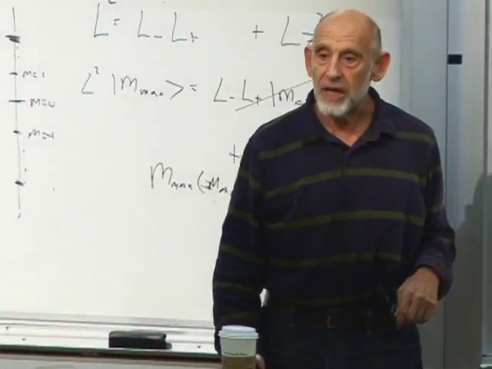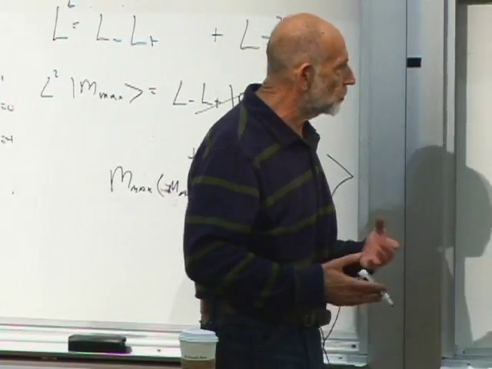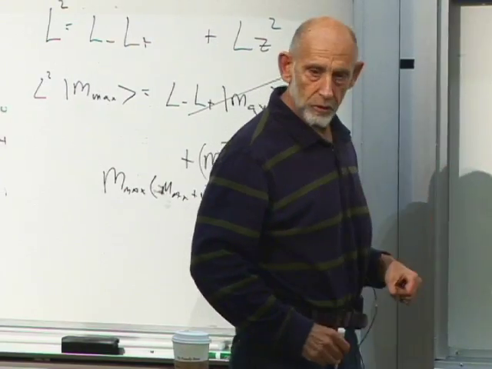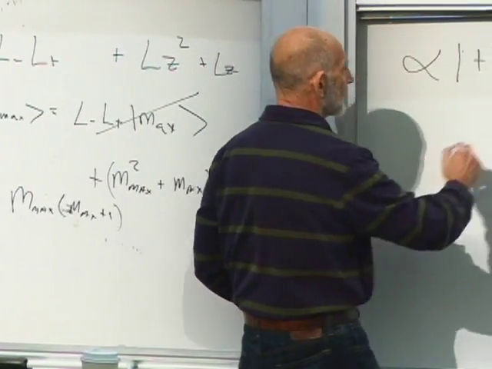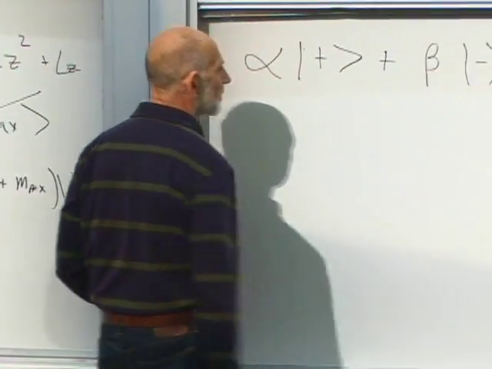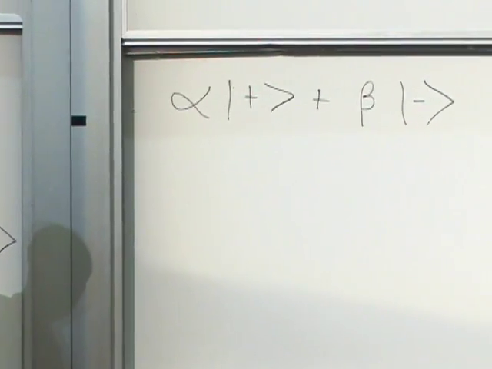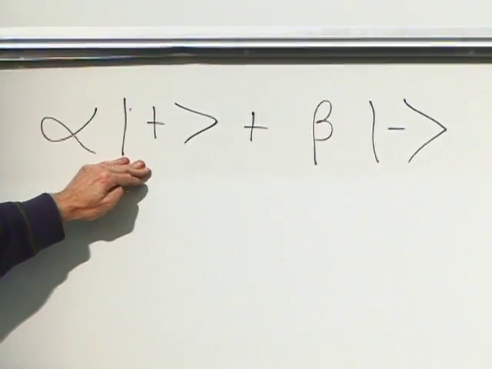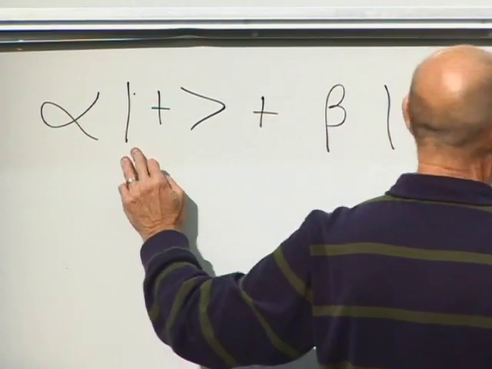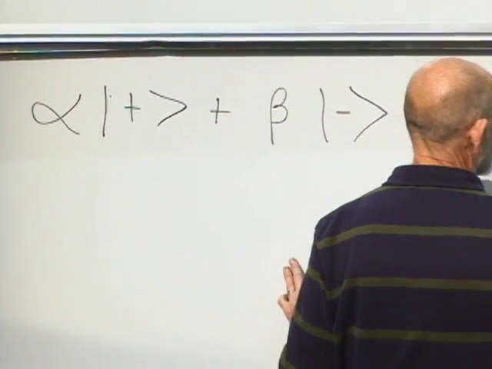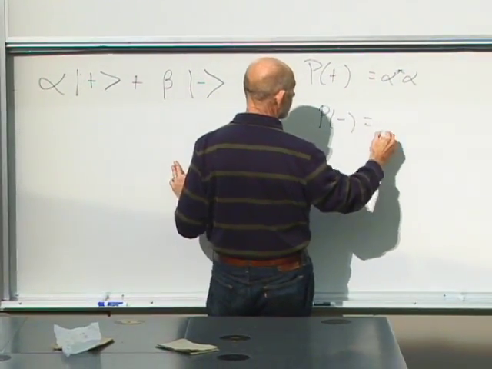But there are certainly many more states that I can write down. These are not the only states I can write. In fact, the general quantum state of a system with two states like this is to add them with complex numbers. Alpha and beta are complex numbers. What is the probability in such a state that the spin is up? Alpha squared, alpha star alpha. Probability for up equals alpha star alpha. And the probability for down is equal to beta star beta.